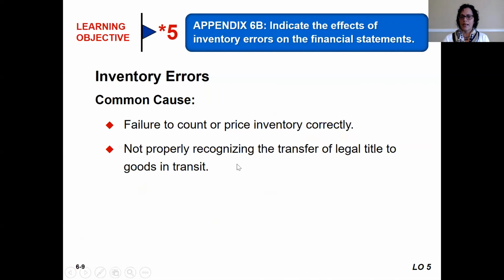Not properly recognizing the transfer of legal title of goods in transit. Recall what we did in the previous video, the first two learning objectives. We talked about in the first learning objective, at what point do I call it my inventory?